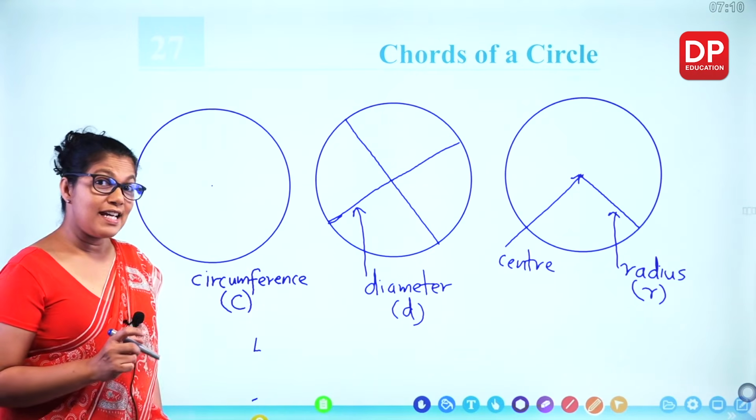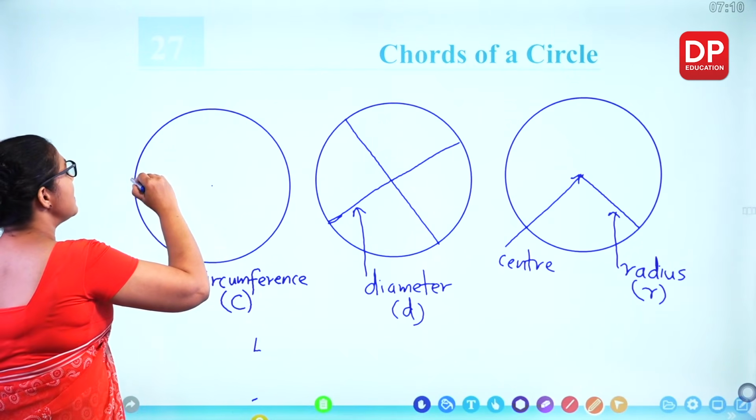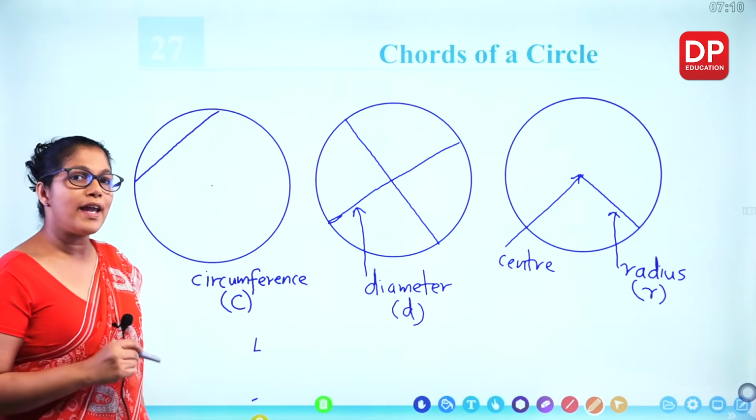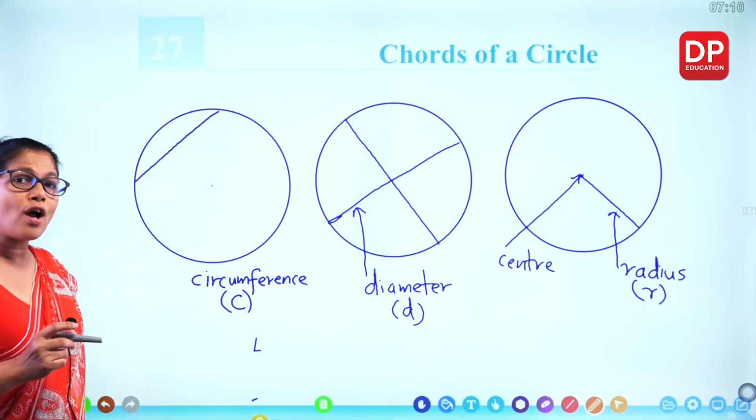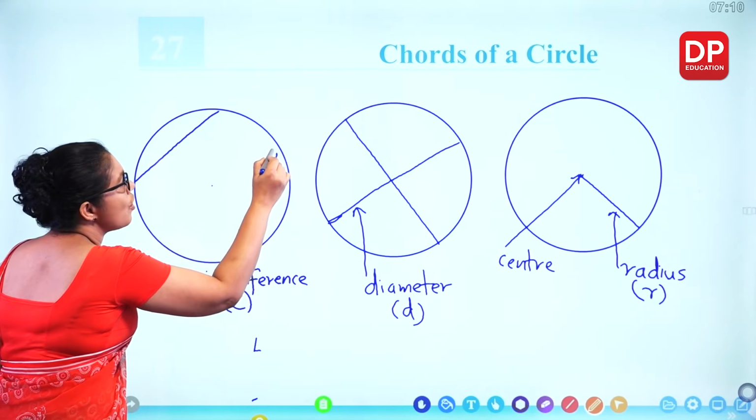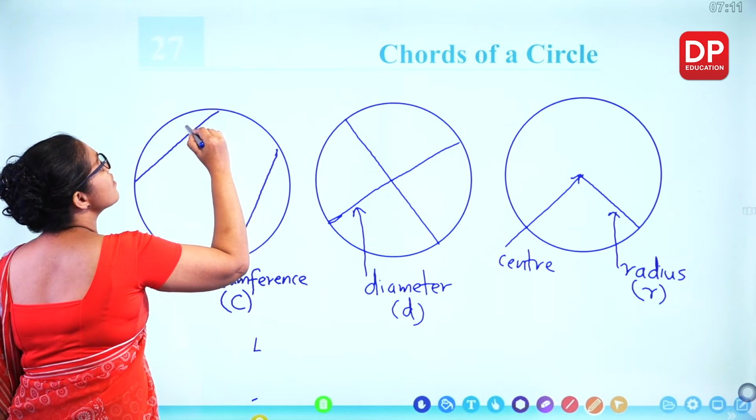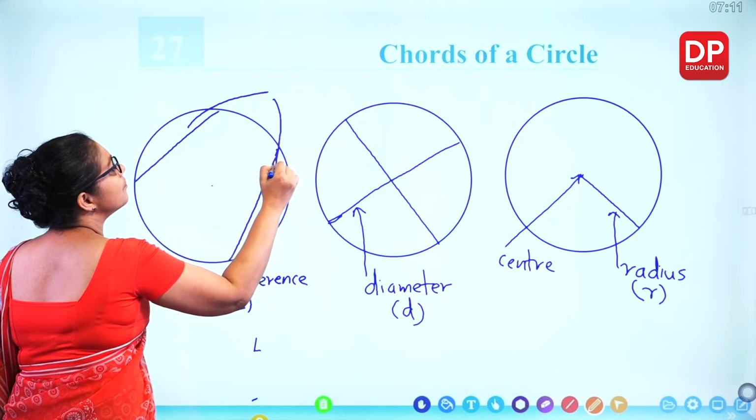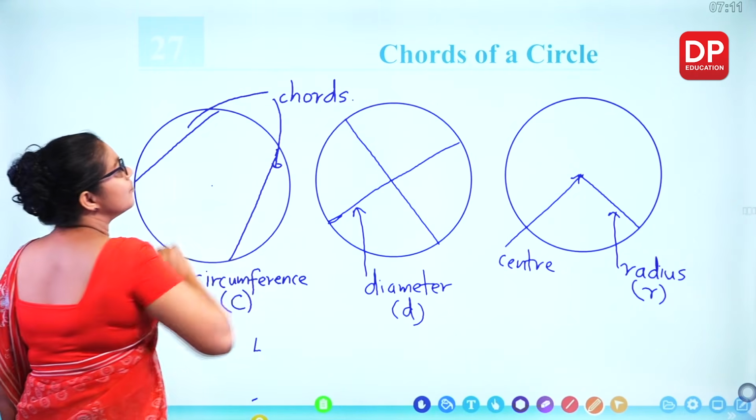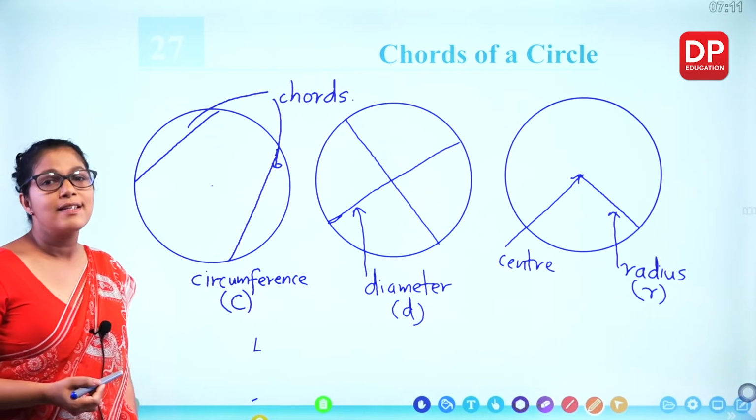Now, today we are learning about chords. What's a chord? A chord is a line segment joining 2 points on a circle, but not passing through the center. So, here I'll draw 2 chords like this. So, these are chords. We'll see what the properties of chords are.